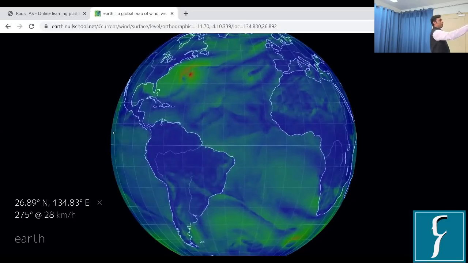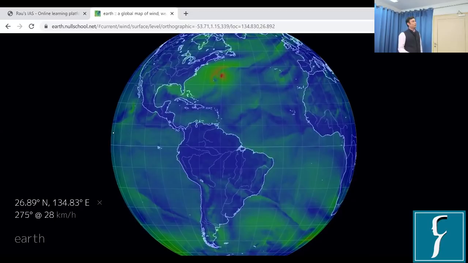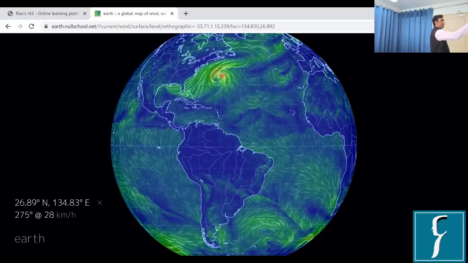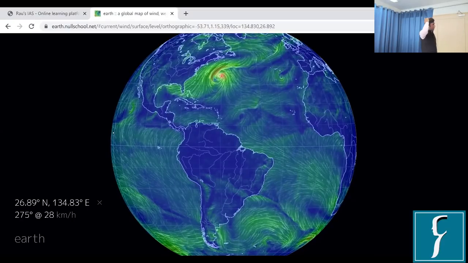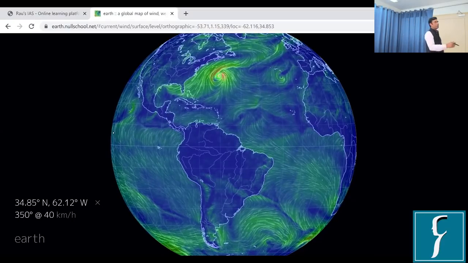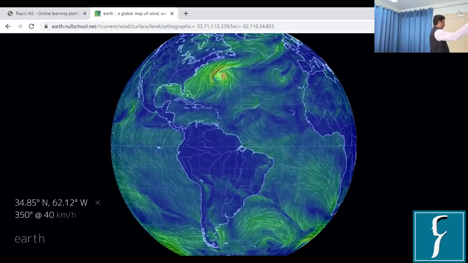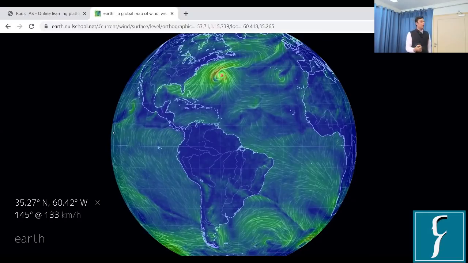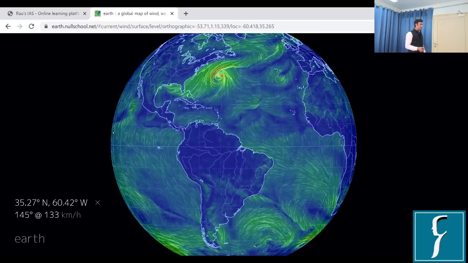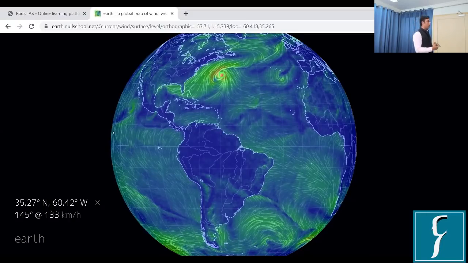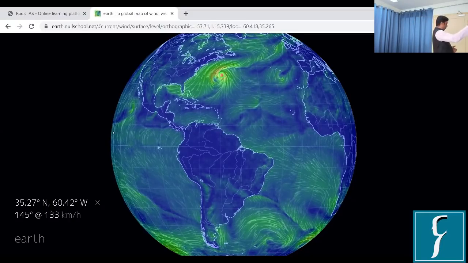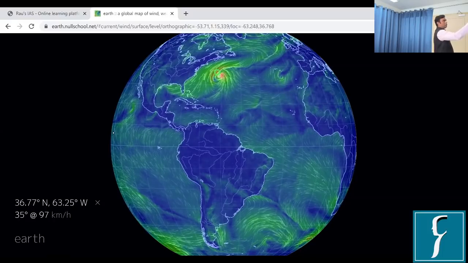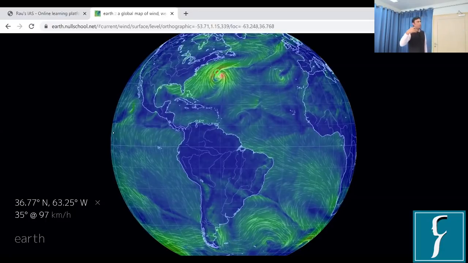One we can see near North America. Let's check the wind velocity. In the eye, I have a wind velocity of 40 kilometers per hour, and just moving out, yes, now you can see this is a much more developed cyclone, wherein the inner eye wall has a wind velocity of 133 kilometers per hour. And as I move out towards the outer eye wall, the wind velocity is decreasing.